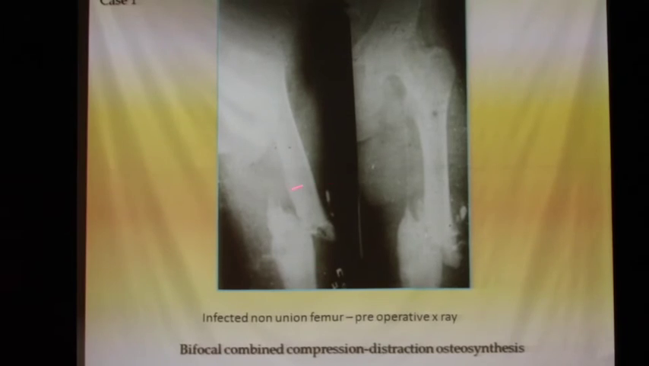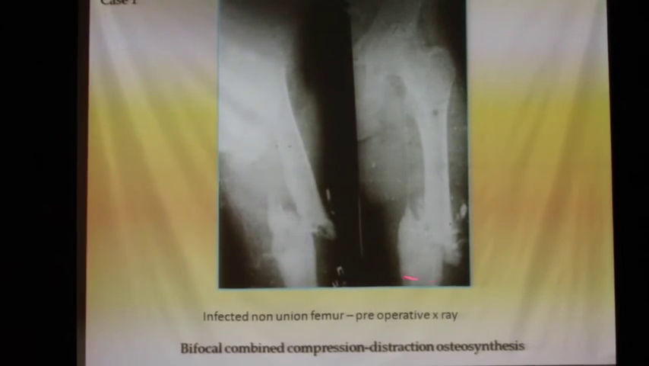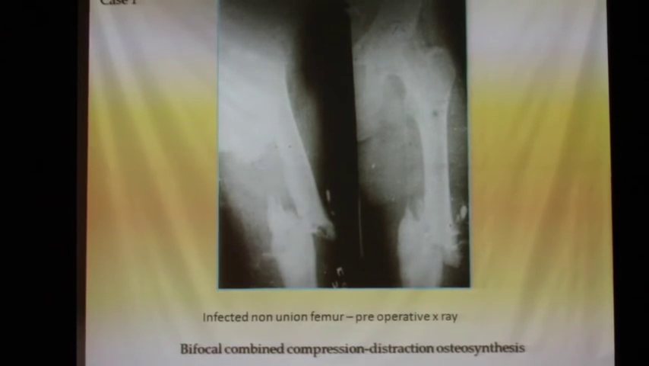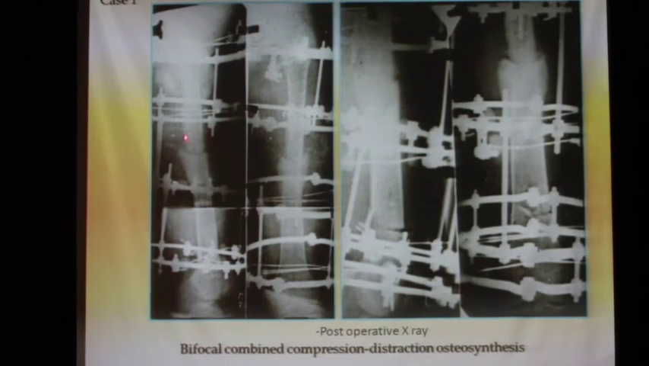This was a case of infected non-union femur. We have debrided that and made the socket like this. This is a pre-operative X-ray. So you see that ball and socket.